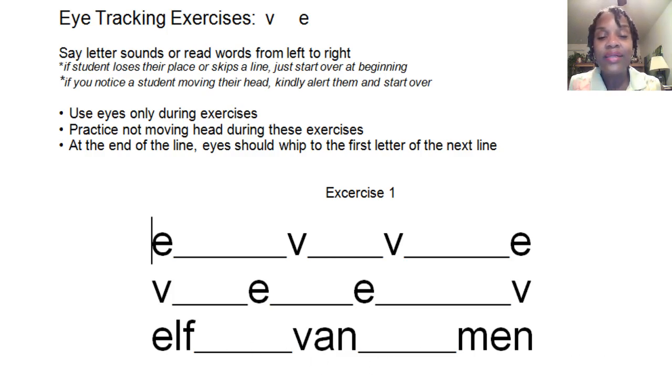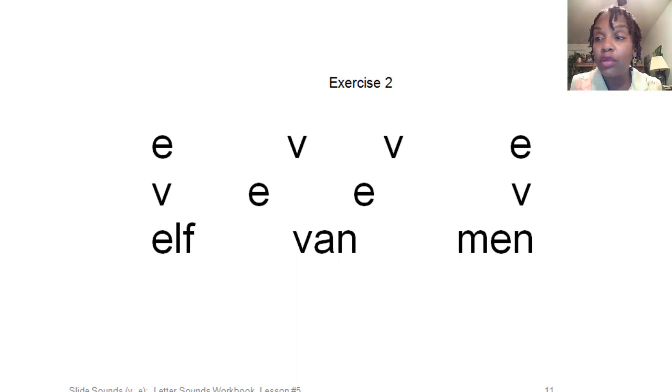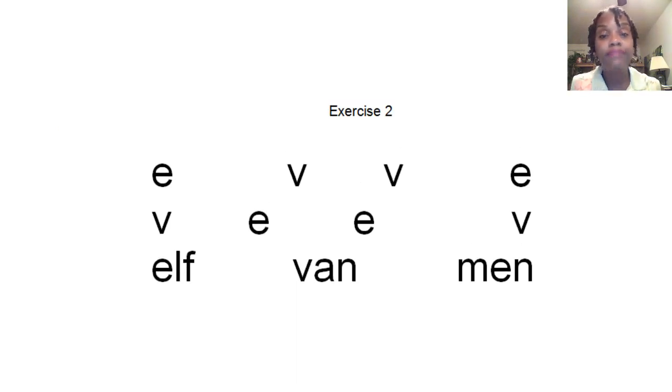Now I'm going to take away the lines, or your little cheat sheets, and we're going to see if you can still track using your eyes only and not lose your place. Ready? Go. Eh, mm, mm, eh, mm, eh, mm, elf, van, men.